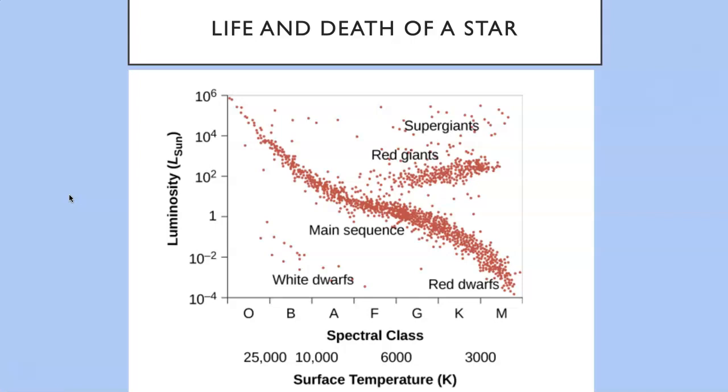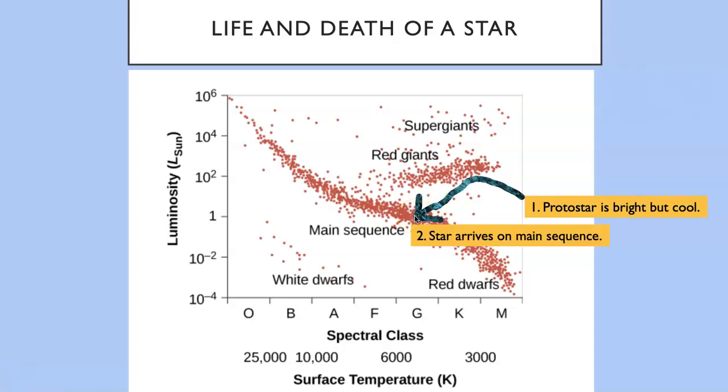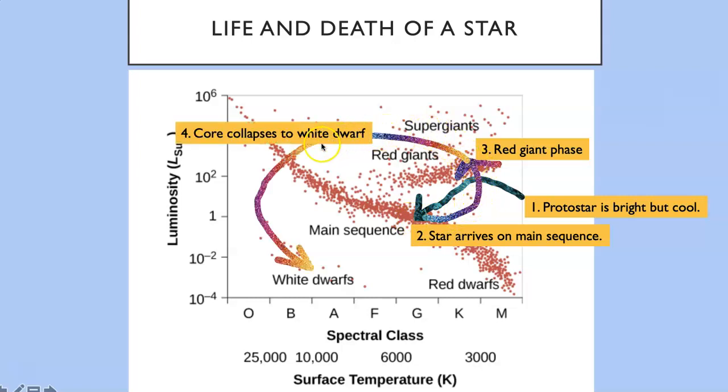So overall, we've looked at the life cycle and death cycle of a star as it evolves on this diagram. Protostars start over here. They're bright, but they're relatively cool. And eventually they get hotter and they land on the main sequence. There they stay for most of their life, burning hydrogen. Eventually they go to the red giant phase, and so they get cooler and they get a lot brighter. And then eventually they move in this direction to get very hot. The core collapses, they become a white dwarf, and that white dwarf cools and dims over time.